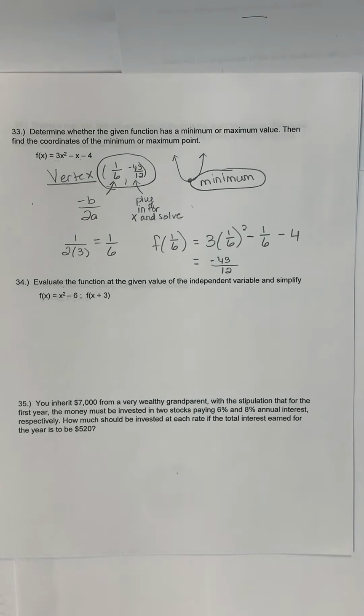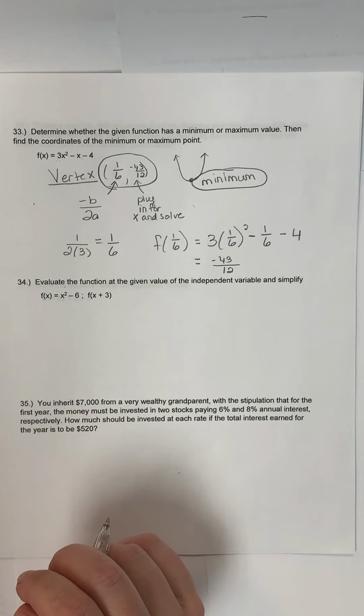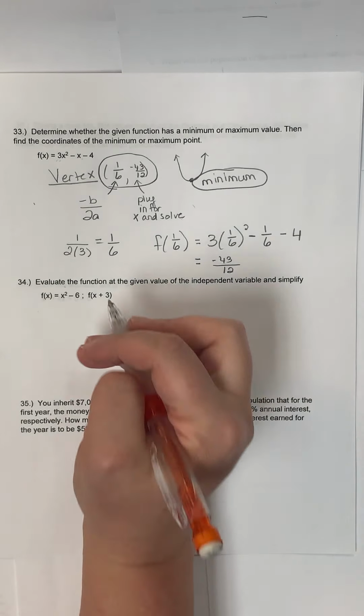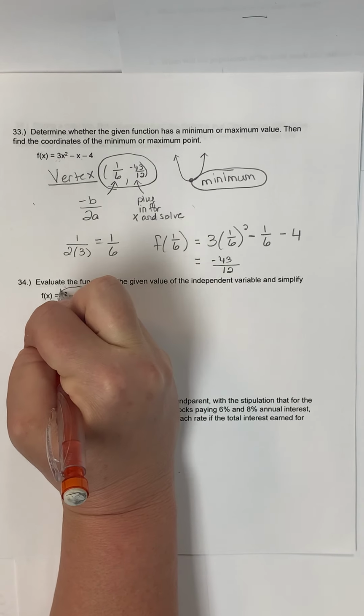And that's going to be your vertex or your minimum point. Okay. All right, 34. Evaluate the function at the given value of the independent variable and simplify. Well, that sounds very complicated, but actually it just wants you to take this and put it in for x.